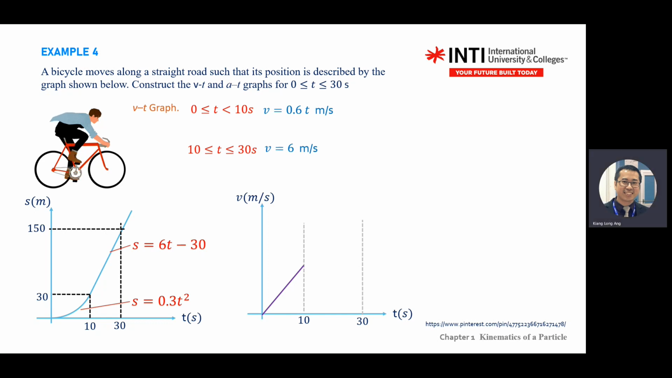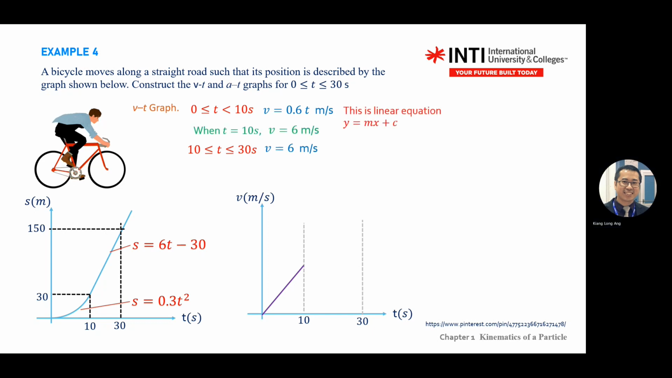How do you know the value for this one? T equal to 10. You substitute T equals 10 here. You get 6 here. You stop at 6. Then the next one is what? 10 to 30. V is what? Straight line, right? You get your first graph. Make sense? So it's an application of your mathematics, type of graph, and plotting graph.